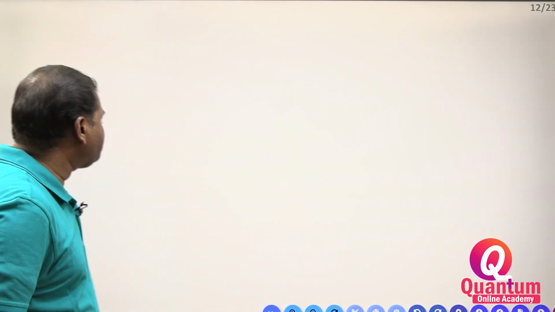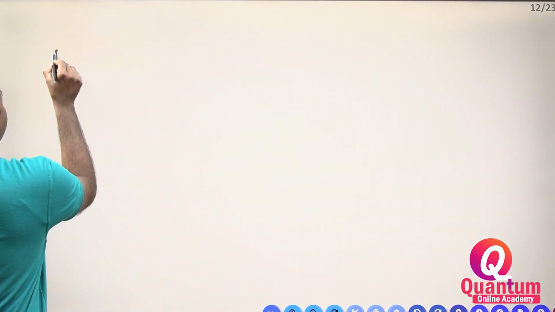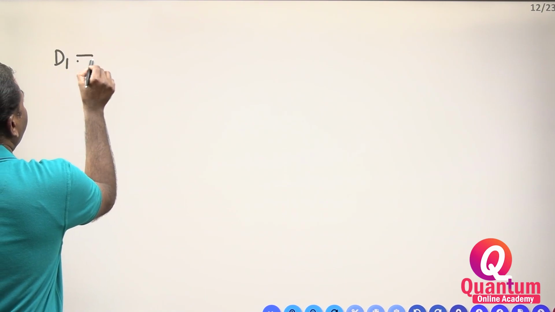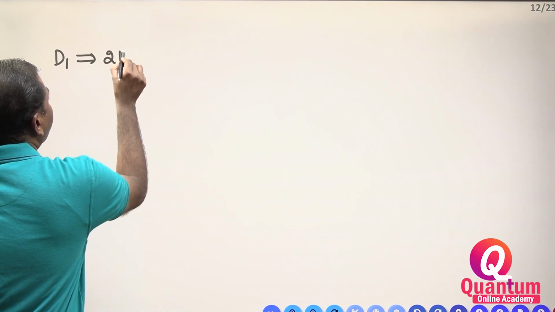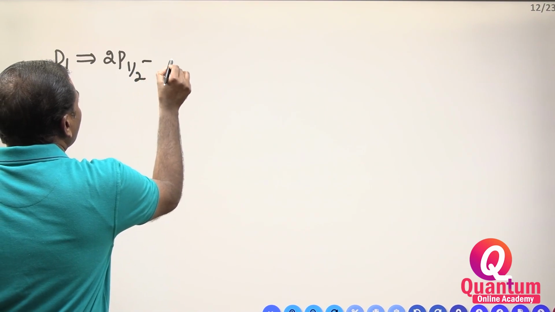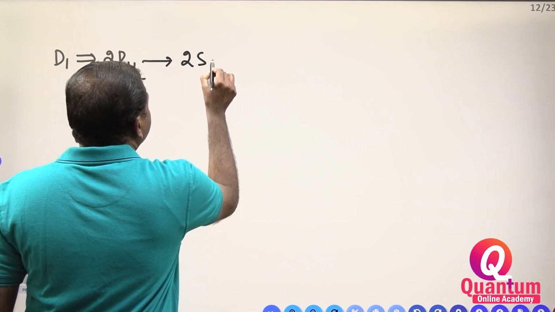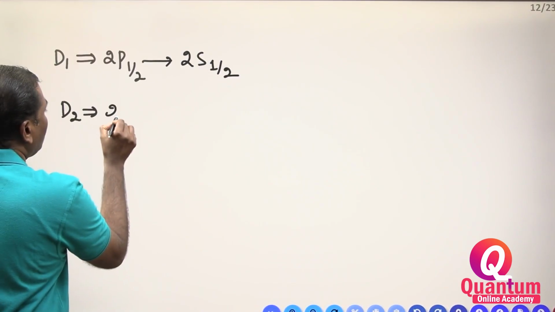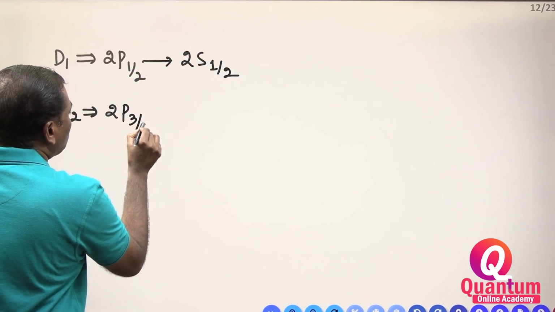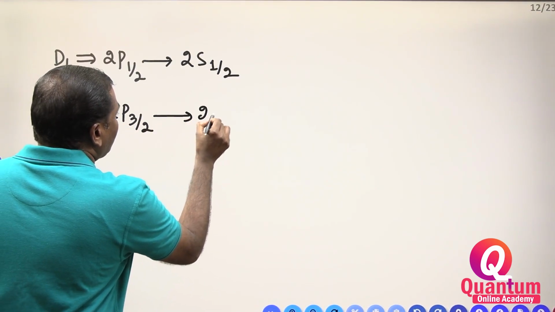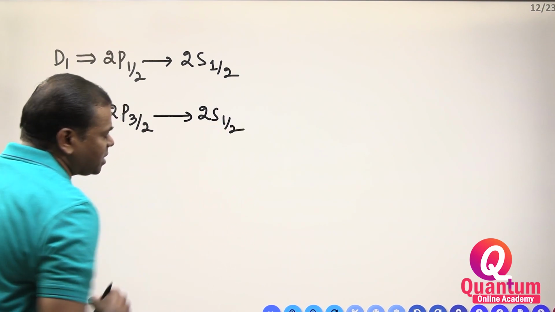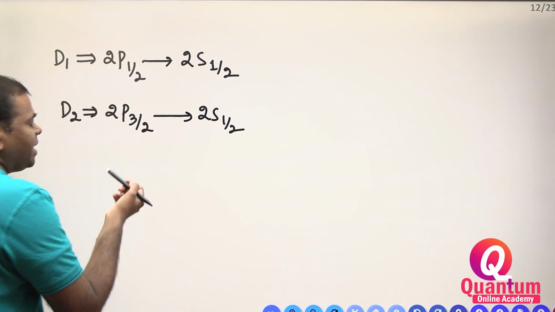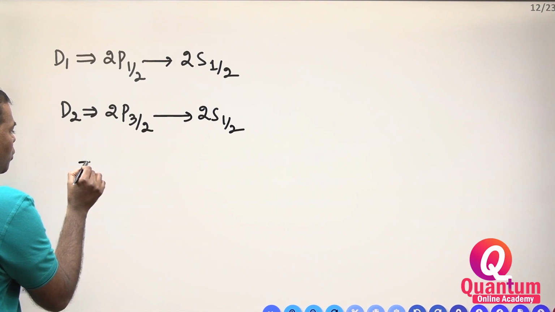Once you have to see: first, the D1 transition is 2p 1/2 to 2s 1/2. This is the D1 transition. What is the D2 transition? The D2 transition is 2p 3/2 to 2s 1/2. This is the D2 transition. Now, what intensity do you have to see?